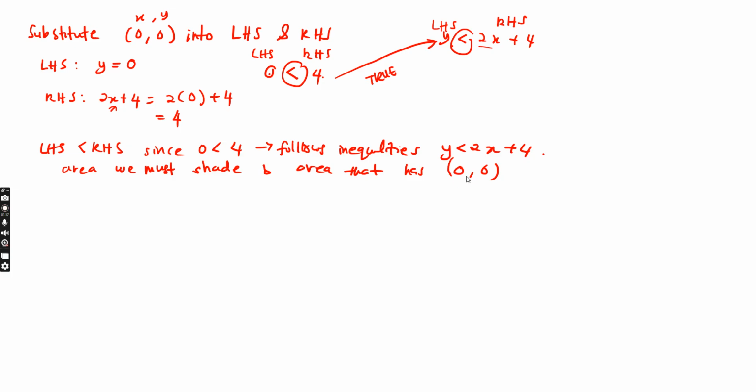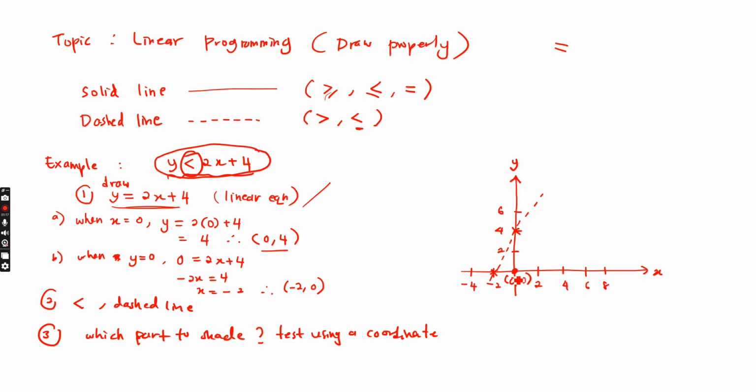Because this is true, and follow the inequalities as well. So the area that we must shade is the area that has point 0, 0. So you shade this area. So that is how you do shading. Okay, you must use a testing point.